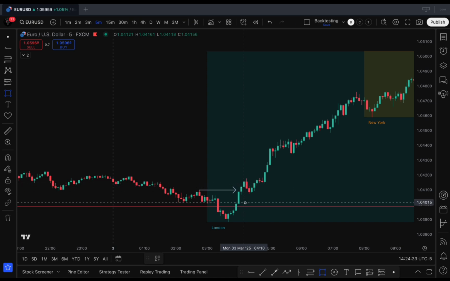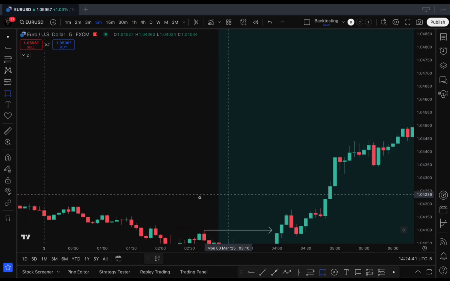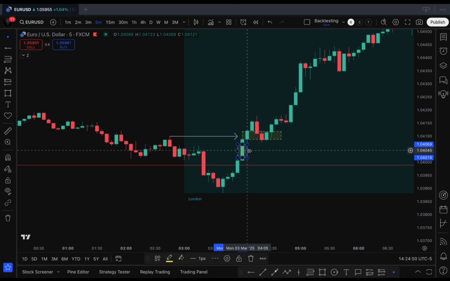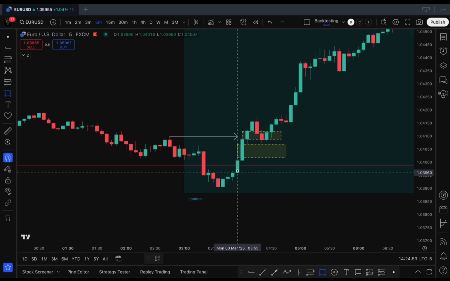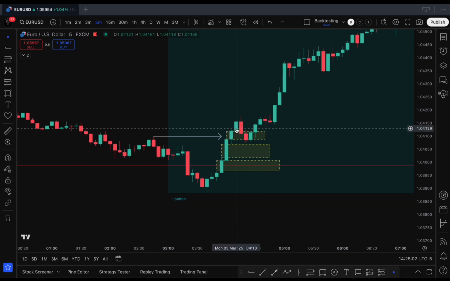And number two, is there any fair value gap in the move? As you can see, we have 3 fair value gaps right here, okay? So let me show you what I mean. One fair value gap is right here. Another one is right here. And we also have another one.